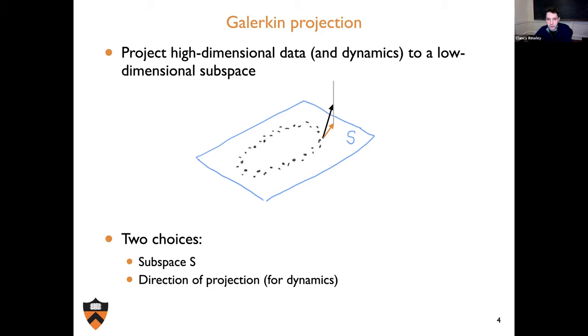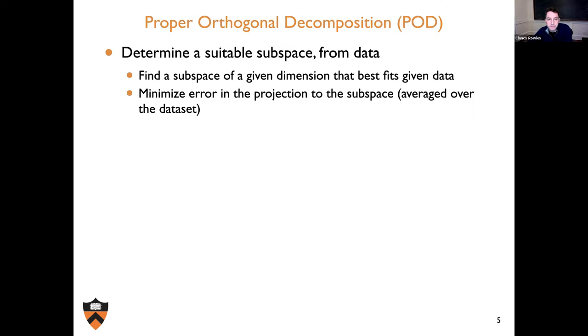Now the natural thing to do is choose the gray line to be orthogonal to the blue plane, at least if you have an inner product that defines what orthogonal means, but that's not necessary. In fact, you might do better to project, say, along that green direction, and you get different dynamics. It'd be the same subspace, the same data, the same high dimensional dynamical system, but different low dimensional dynamics. And in this case, the green line seems to better fit the data. This is just a cartoon here, but this is showing that you really can get different dynamics with different directions of projection. And in some cases, that can be quite important. So the point is there are two choices here, subspace and the direction of projection.